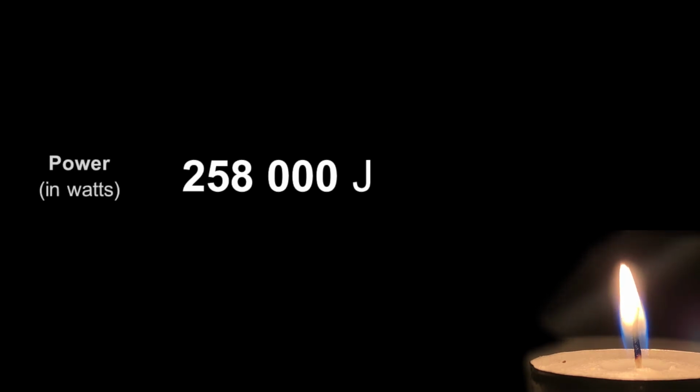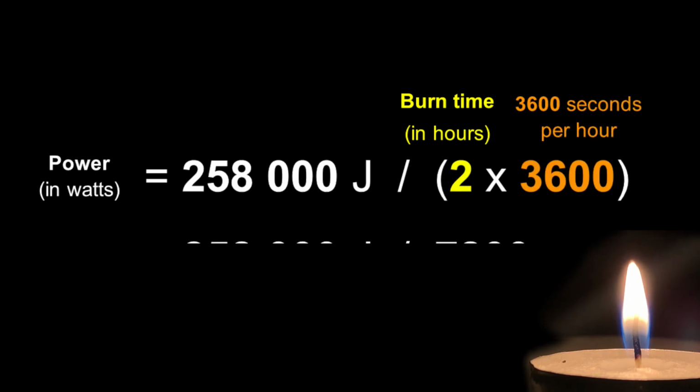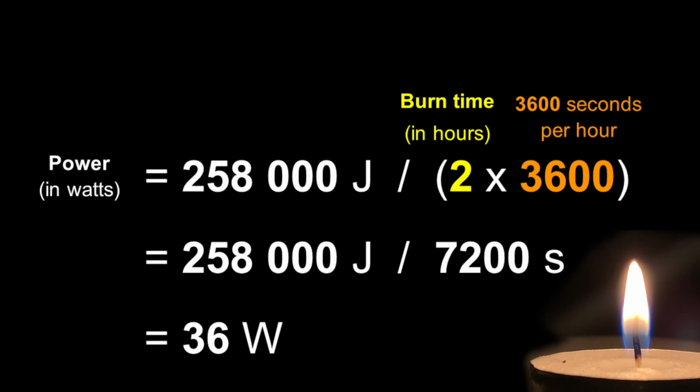Calculate the power of the candle. The watt is the unit of power. When 1 joule is transferred in 1 second, we say the power is 1 watt. We measured time in hours, and there are 3,600 seconds in an hour, so that's why that number appears in our calculation to convert hours to seconds. Power in watts is equal to energy transferred divided by the burn time in hours multiplied by 3,600 seconds per hour. And there's my result. So my candle has a power of 36 watts.